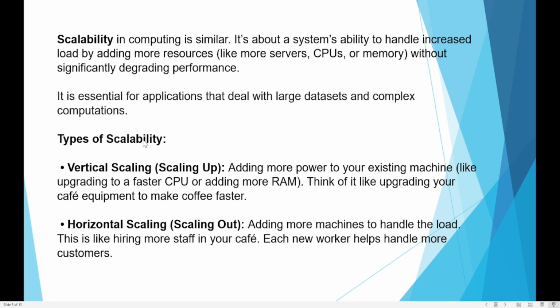So, what are the types of scalability? There are two types of scalability. The first one is vertical scaling. We also call it scaling up. In this, we add more power to the existing machine, like upgrading to a faster CPU or adding more RAM. Think of it like upgrading your cafe's equipment to make coffee faster. And the second one is horizontal scaling. We also call it scaling out. In this, we add more machines to handle the load. This is like hiring more staff in your cafe. Each new worker helps handle more customers.